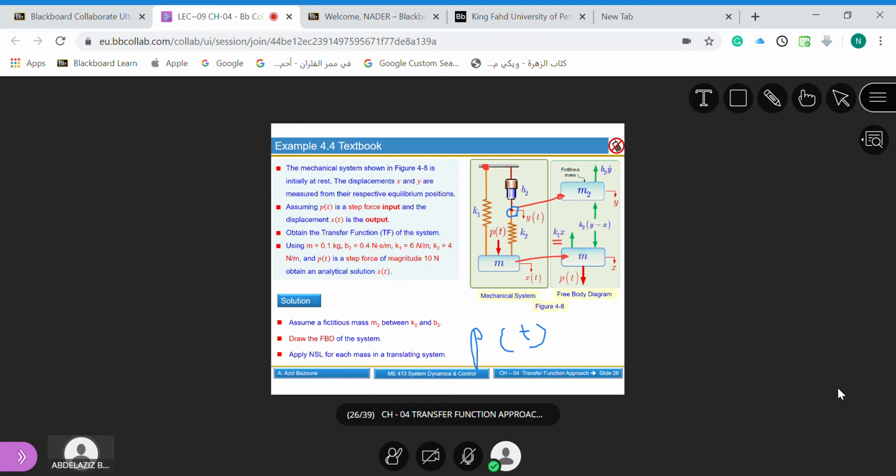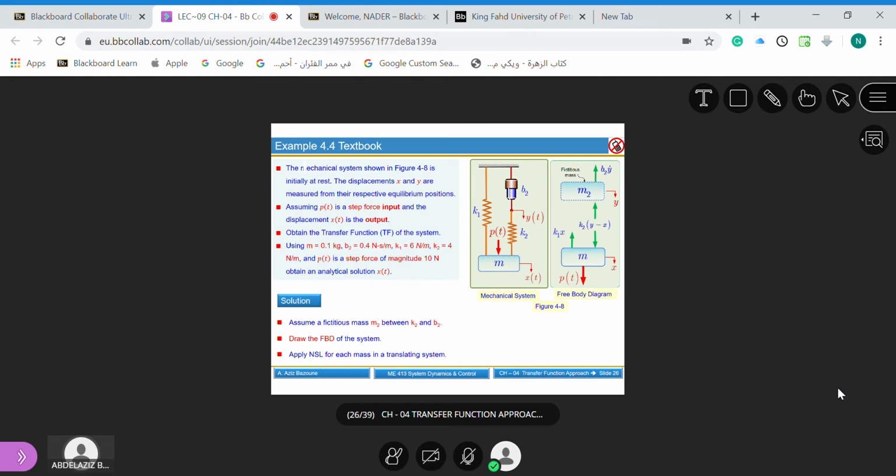The spring K2 has two ends. One end is X, the other one is Y. So there will be a relative motion between here. So there is the force here from this spring, which is K2 times Y minus X, or I can write it like this, K2 times X minus Y. It should be X minus Y here. And then the force P of T.